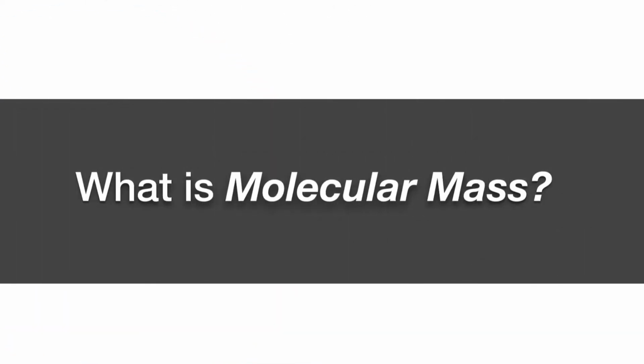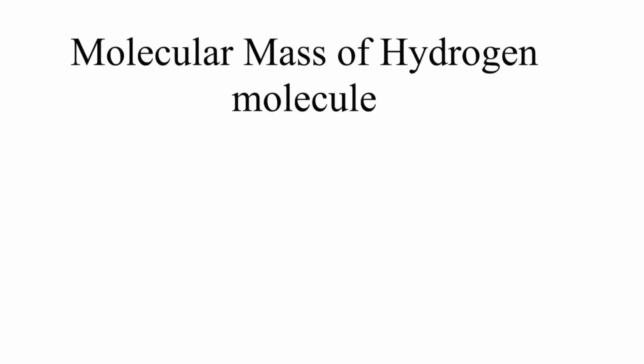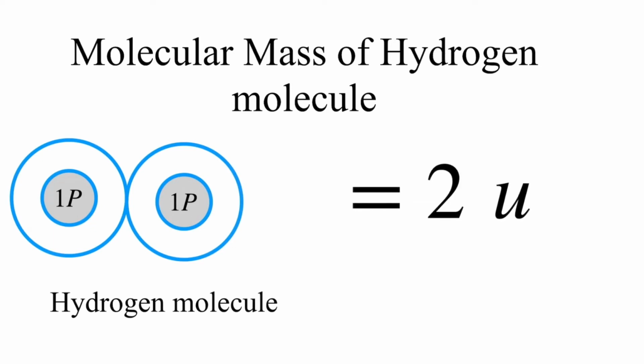Now let's check out what is molecular mass. The molecular mass is the mass of one molecule of an element or a substance. For example, the molecular mass of hydrogen molecule is 2 unit because it contains 2 atoms of hydrogen and each atom has atomic mass of 1 unit. So the molecular mass of hydrogen is 2 unit.